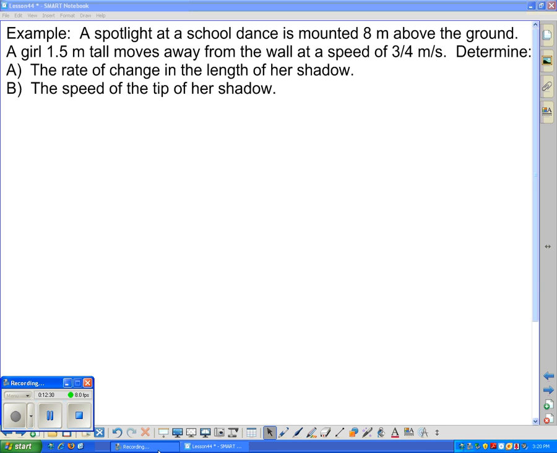But at this point, you can start into your related rate homework questions that are listed here on the website, the first 2 homework sections.